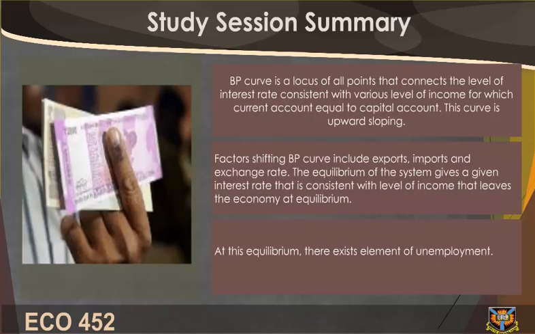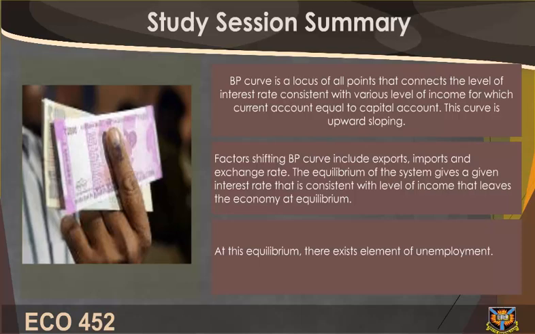The BP curve is a locus of all points that connect the level of interest rate consistent with various levels of income for which the current account equals the capital account. This curve is upward sloping. Factors shifting the BP curve include export, import, and exchange rate.